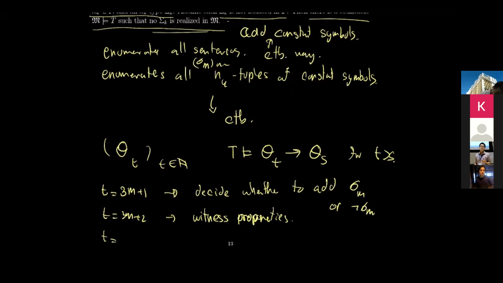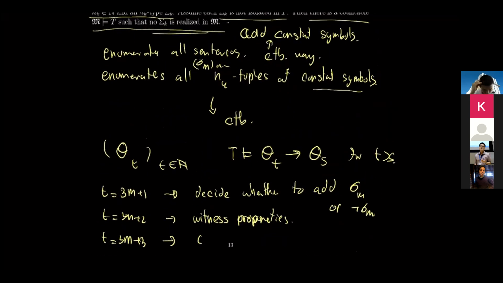Okay, and for the divisible by 3 cases, what we're going to do is make sure that when you consider the tuples of these constant symbols, it doesn't realize something, right? Any tuples, there must be some type that it does not realize. Okay, and I think I'm running out of time, so I might just say something like this.